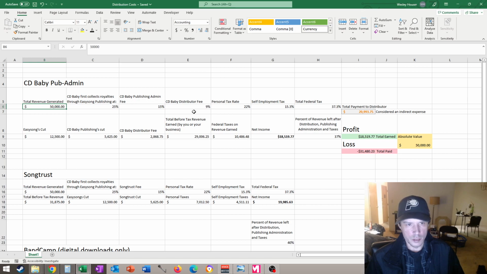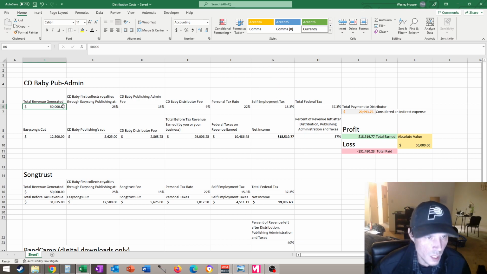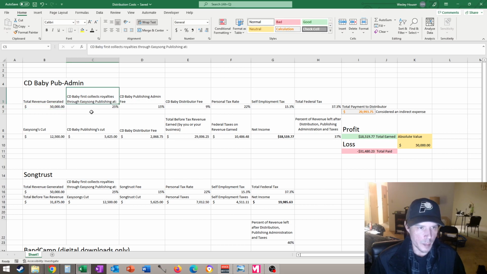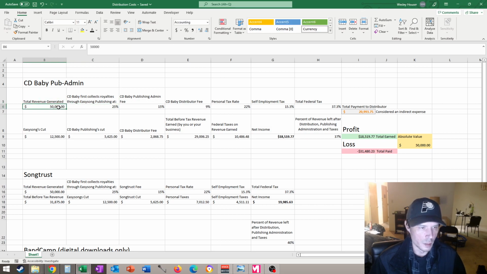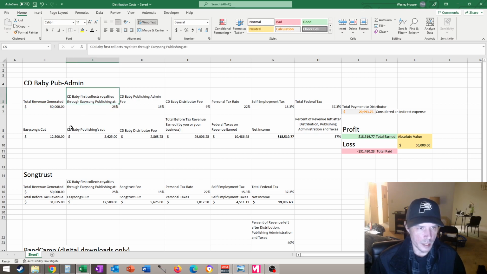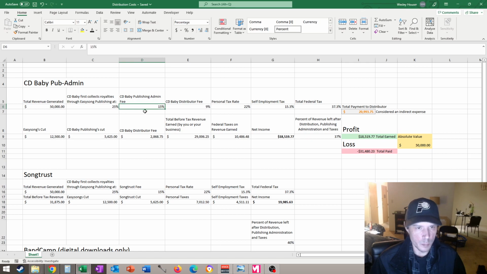What this calculator does is just the math, taking out all your distributor fees and taxes. So just to explain a little bit: your company generates $50,000. CDBaby collects royalties on that. They pay 25% of that to Easy Song Publishing, which would be $12,500. CDBaby then takes 15% of $50,000 minus $12,500, which is $5,625. Then they take another 9% as their standard fee.